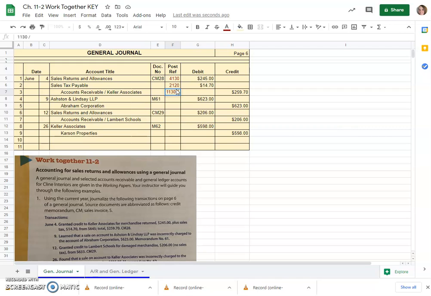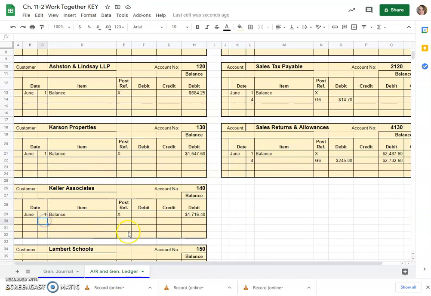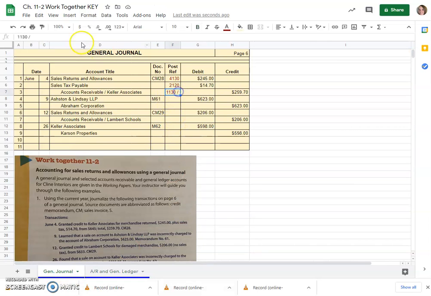And then we'll do our slash. And now we need to put it in Keller Associates. So Keller Associates on the 4th and G6 also had a credit of $259.70. So for their new balance, we'll subtract that credit and we'll post 140 as our posting reference.